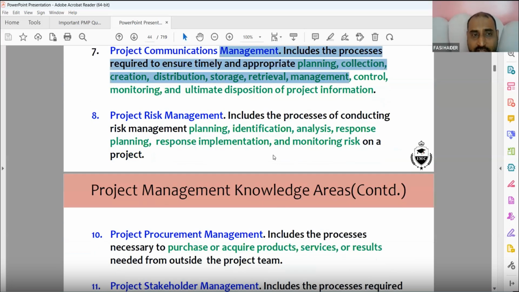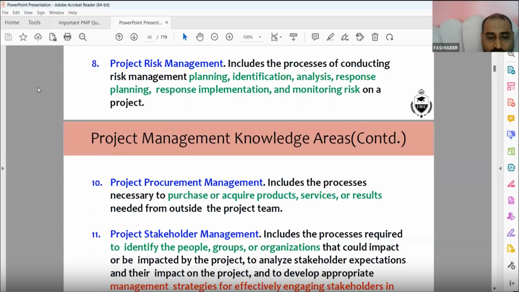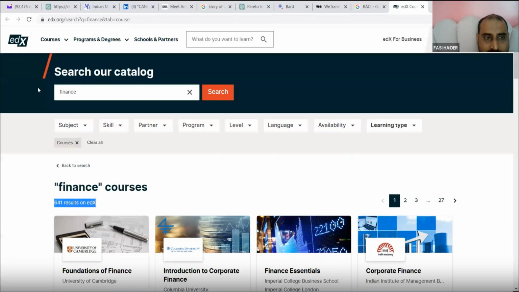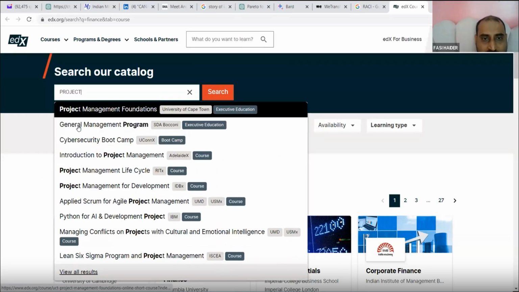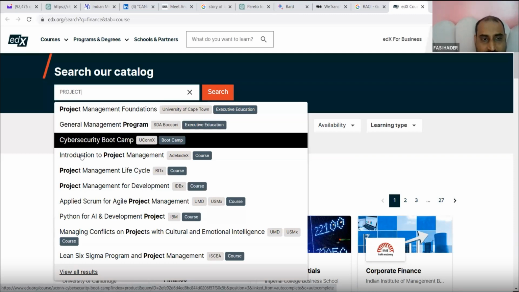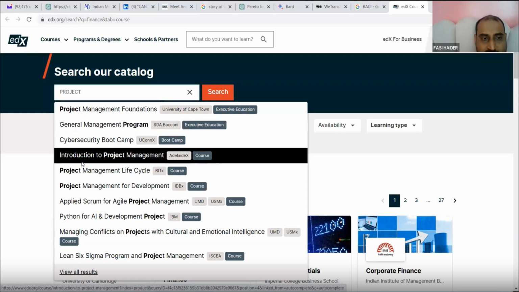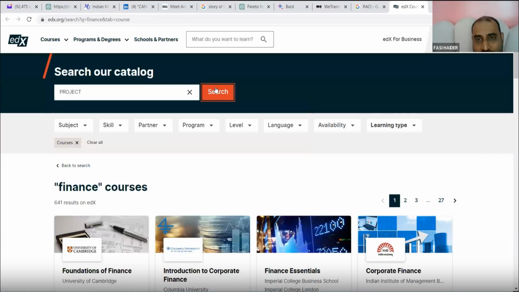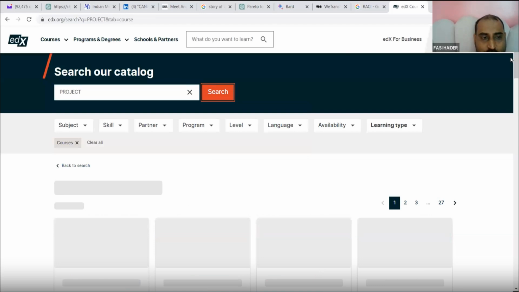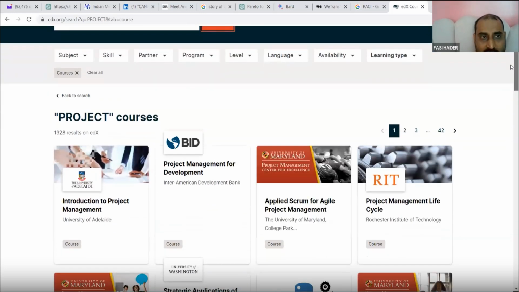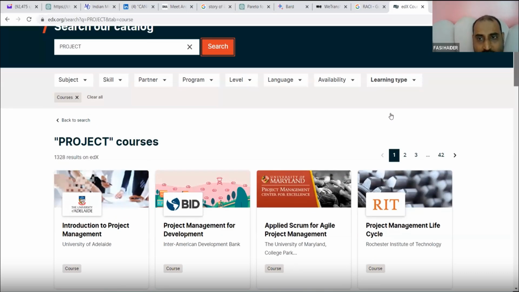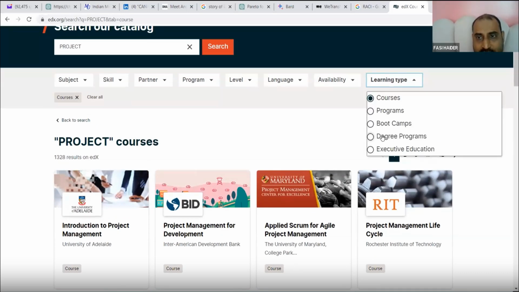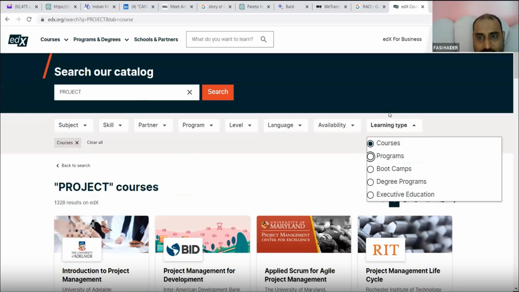One more thing: you can go, let us say, to projects. So you see project management. I'm just starting with project. And when we say executive education, that is the paid one. So you just go for courses, 1328 courses. For learning type, I will say courses, programs, boot camps, degree. No, it's program.